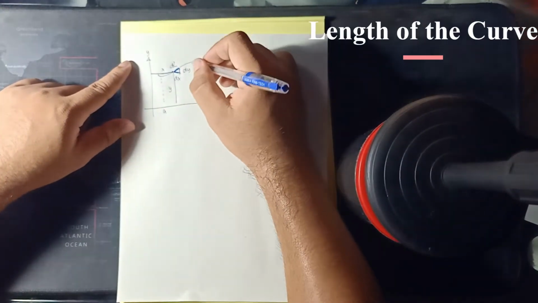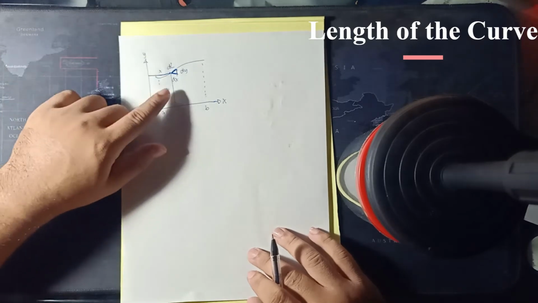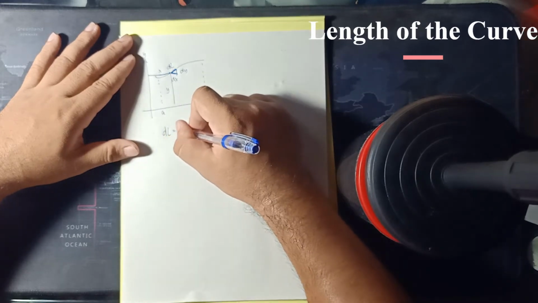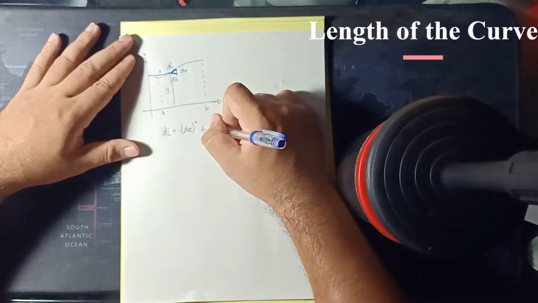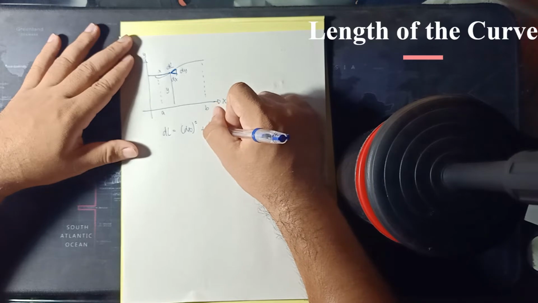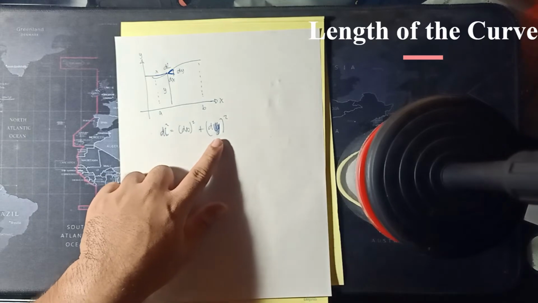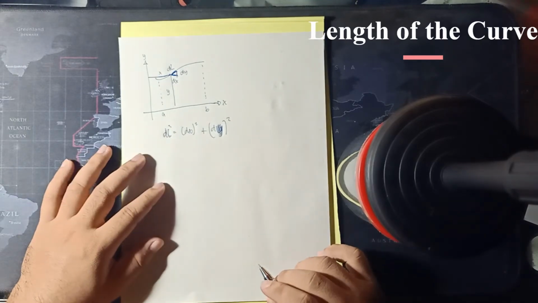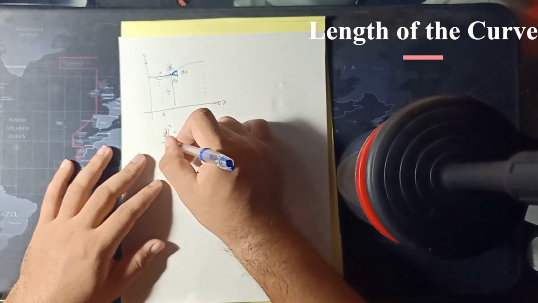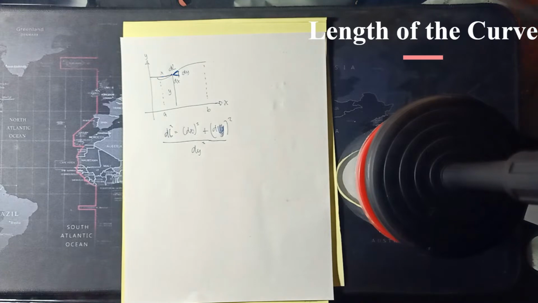So now, because we will be using the Pythagorean theorem, as you can see here, you could write this as DL squared equals DX squared plus DY squared. Then divide by DY squared also.